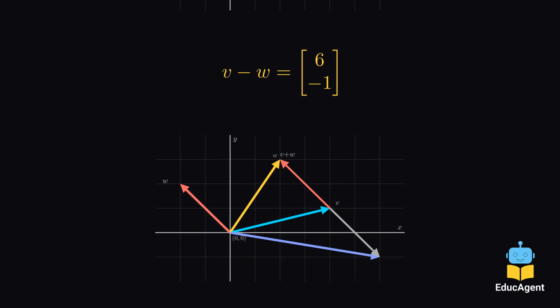Method B. Adding -w at the tip of v arrives at (6, -1), showing v minus w equals v plus -w. Alternatively, the vector from the tip of w to the tip of v is the same as v minus w. This gives a tip-to-tip geometric interpretation of subtraction.